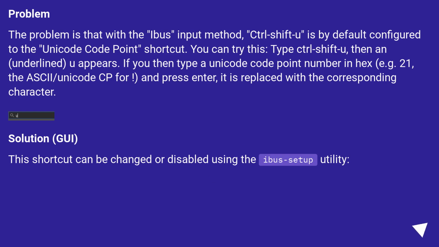The problem is that with the IBus input method, Ctrl+Shift+U is by default configured to the Unicode code point shortcut. You can try this. Type Ctrl+Shift+U, then an underlined U appears. If you then type a Unicode code point number in hex, for example 21, and press enter, it is replaced with the corresponding character.